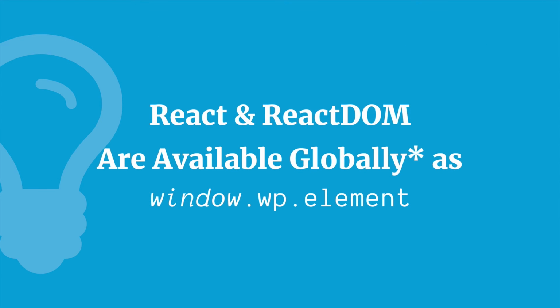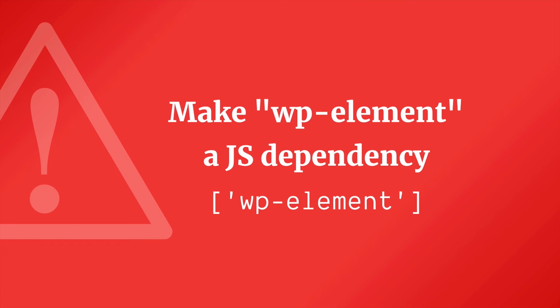Now, it's important to remember that both React and React DOM are available globally as window.wp.element in our JavaScript, or wp.element. However, I mentioned globally here with an asterisk because we must make wp-element a JavaScript dependency when we enqueue our front-end JavaScript, and it looks like wp-element, just like this. So hopefully you're already familiar with JavaScript dependencies when you're enqueuing or registering your JavaScript, so that won't be new, but it is an important step we must take, otherwise React will not be available.